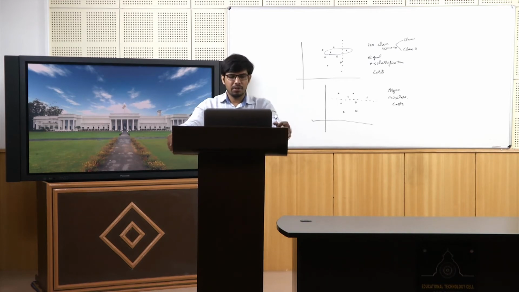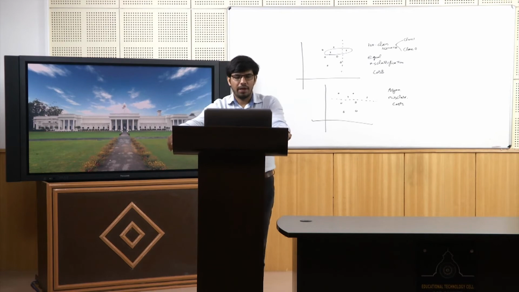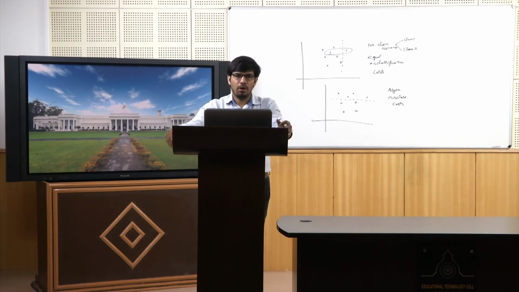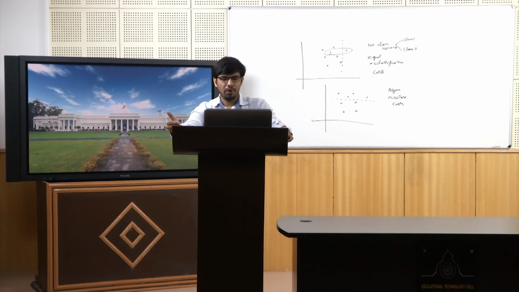Step number 5 onwards deals with the creation of the validation partition. Step number 5 is to randomly select class 0 records to maintain the original ratio of class 0 to class 1 records for the validation partition, because we said that our first approach would be to test the performance, being the direct approach, that is, build your model on the oversampled training partition and test it on a regular validation partition. So, to build the regular validation partition, we randomly select class 0 records, and the half of class 1 records we already have. We would like to maintain the original ratio that was there in the regular data set. In this fashion we can create a validation partition.